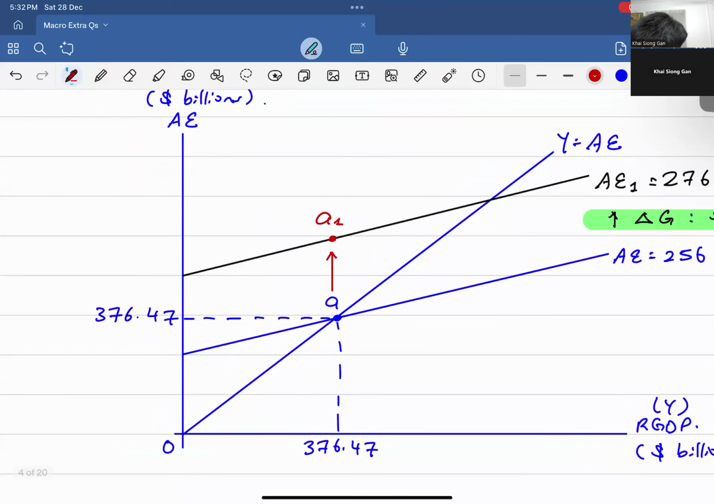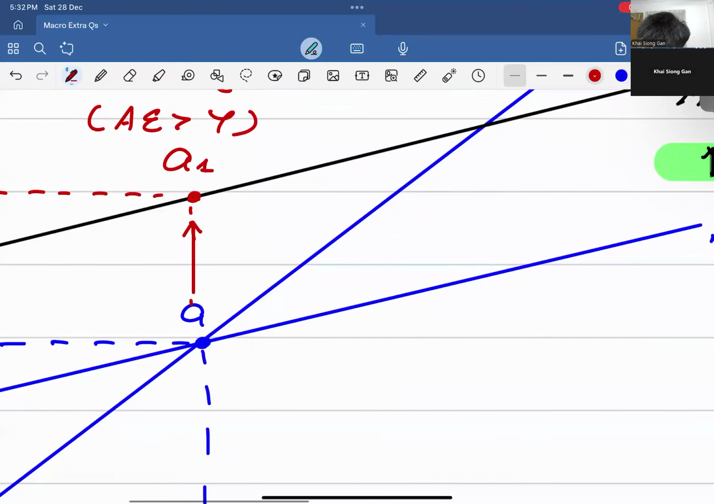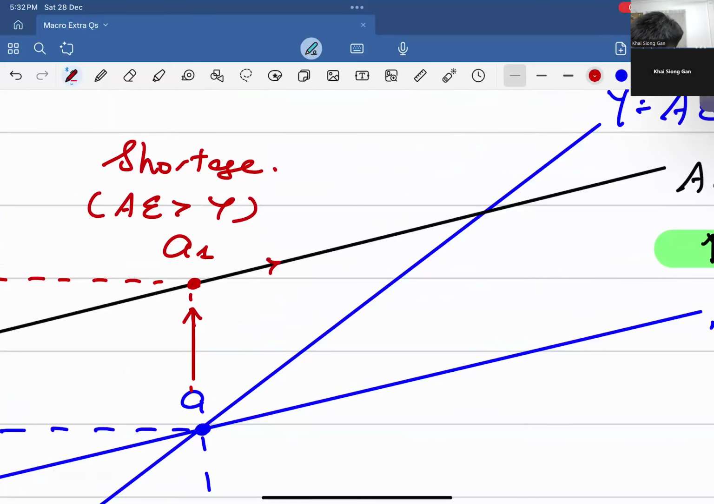Your output is still 376.47, but your AE increases already, right? You can see your AE increases, but your output remains the same. This amount over here increases. So therefore, what we can say is that AE is larger than the output and there is a shortage of stock. So firms will start to hire more workers, increase employment and produce more output.